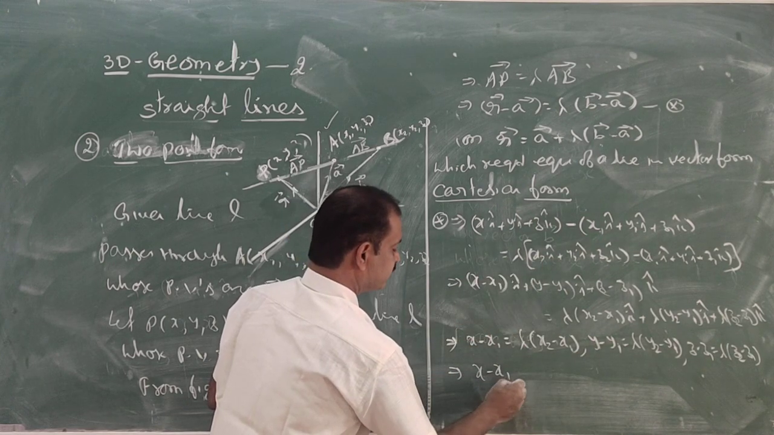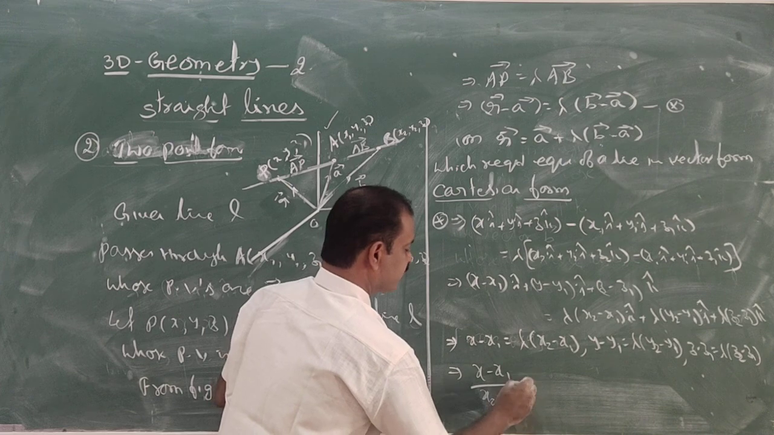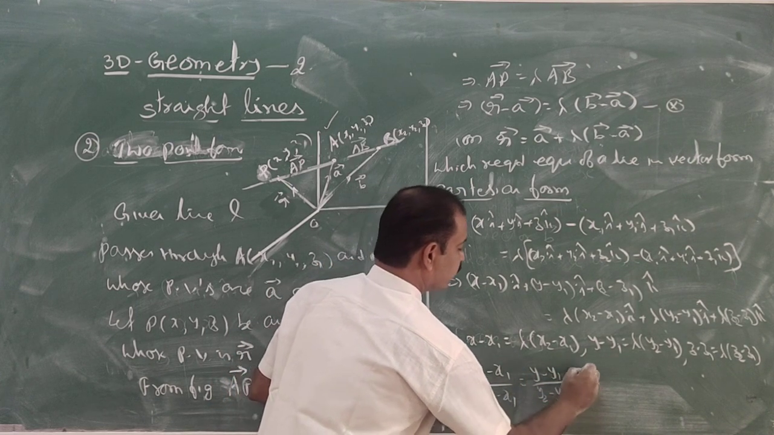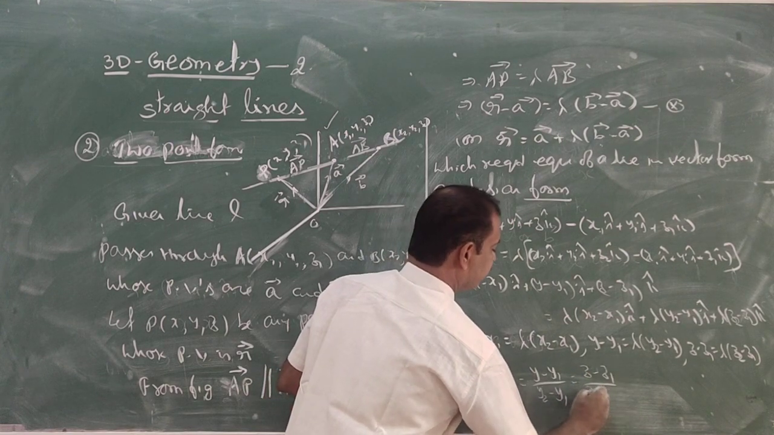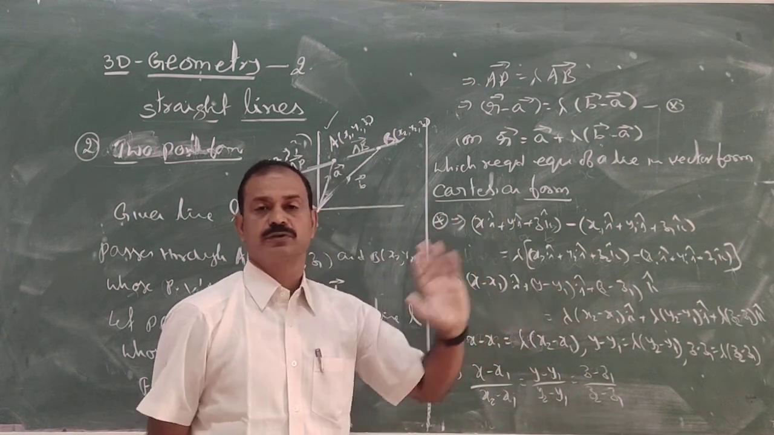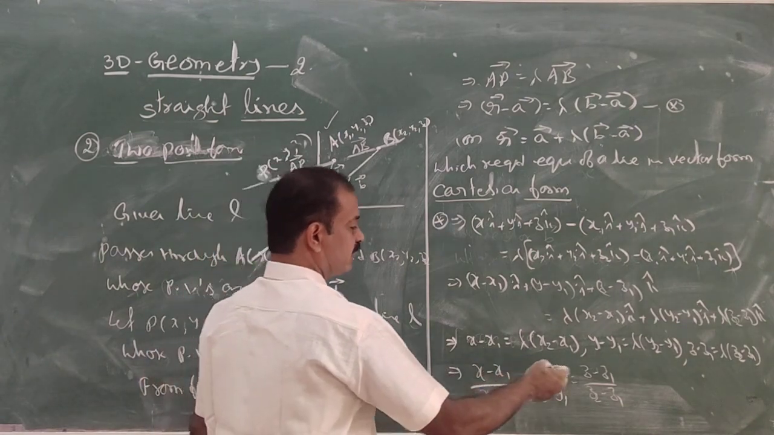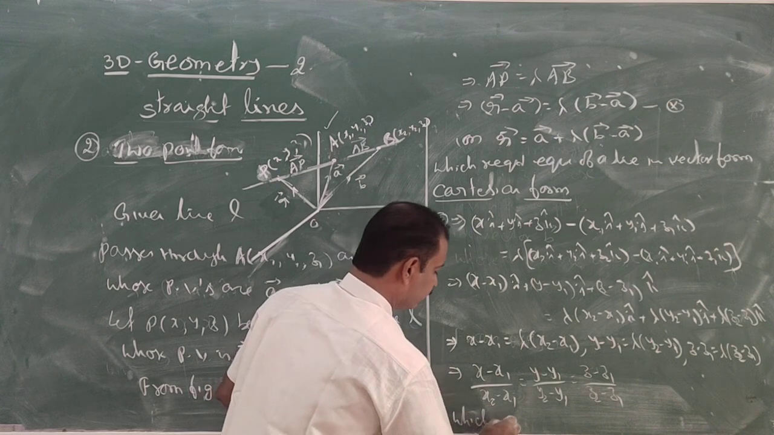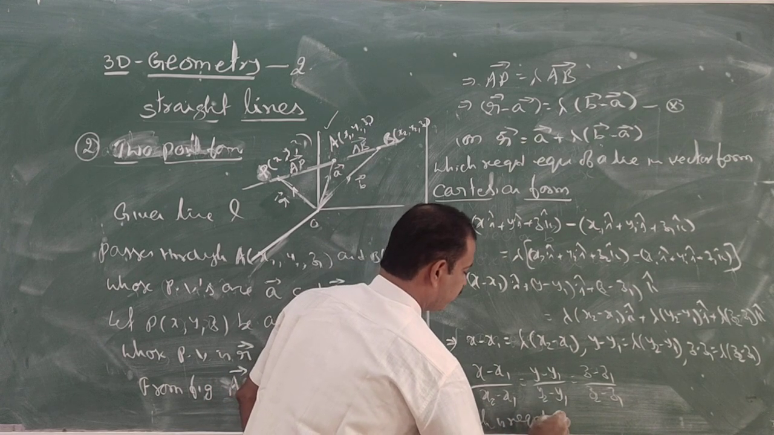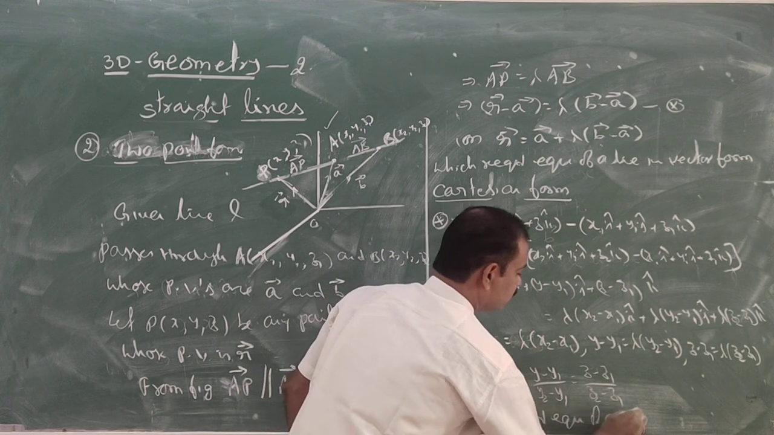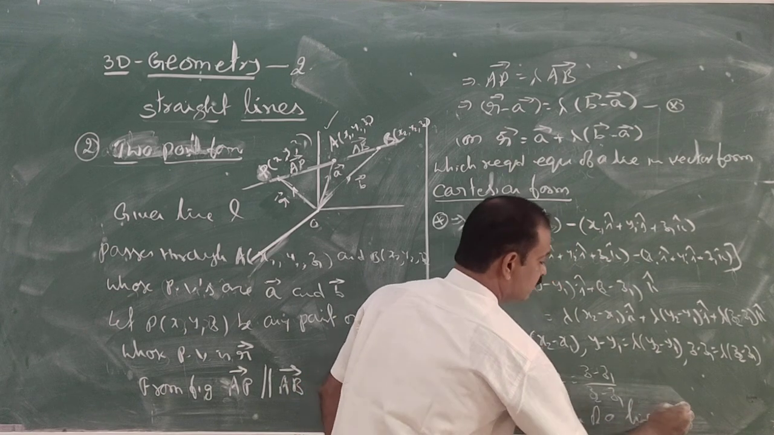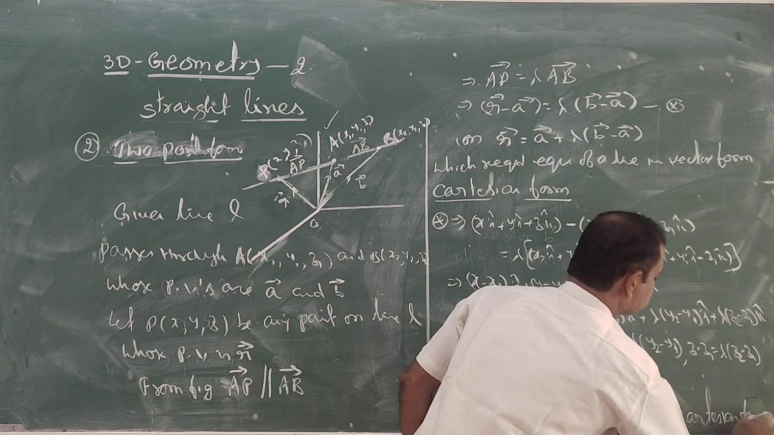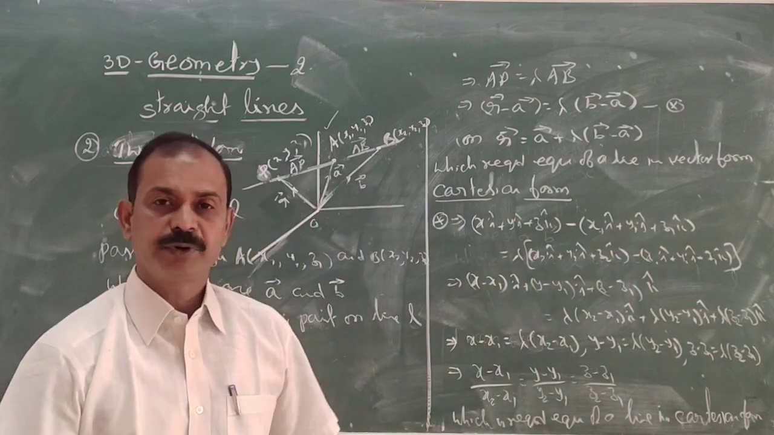Therefore, x minus x1 by x2 minus x1, y minus y1 by y2 minus y1, z minus z1 by z2 minus z1 is equal to lambda, which is the required equation of a line in Cartesian form. So I hope this is clear.